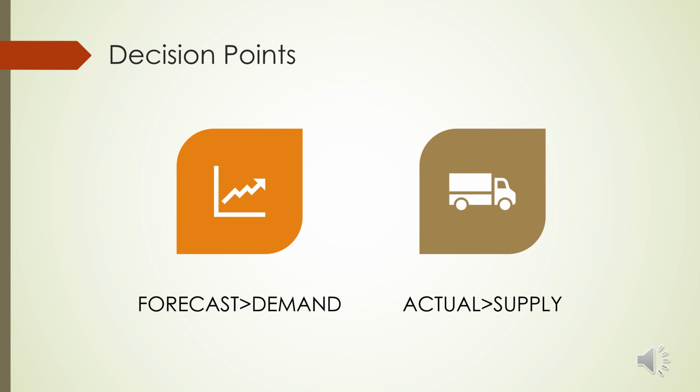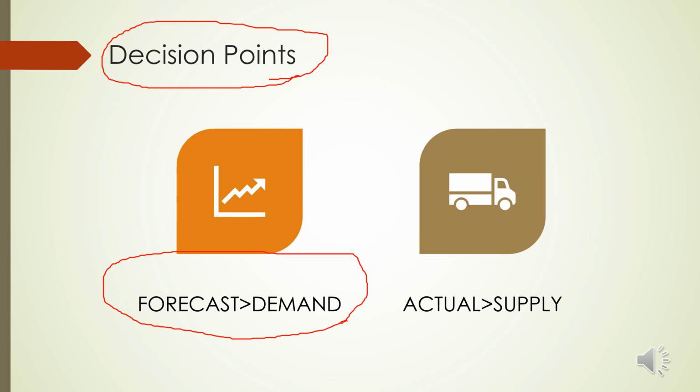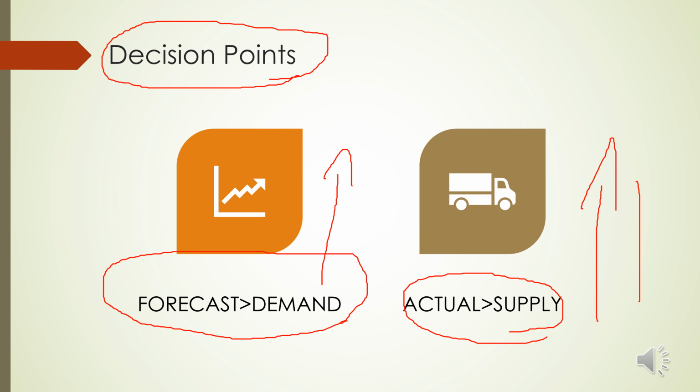So let's discuss the decision points. To understand it in a very simple way, view forecast as demand and actual as supply. So the decision points will be: if the demand is higher, the price goes up, and if the supply is higher, then the price goes down. The main point to take note of here is that sometimes the demand is expressed in negative values, and then you have to be a little bit more careful while taking the decision, but the central theme remains the same.